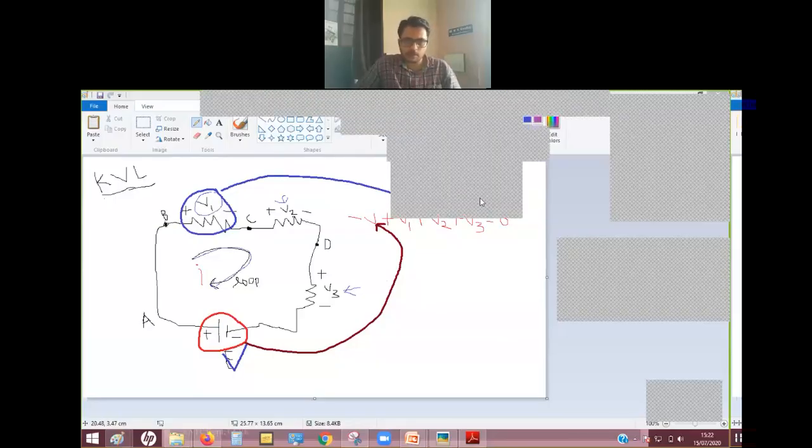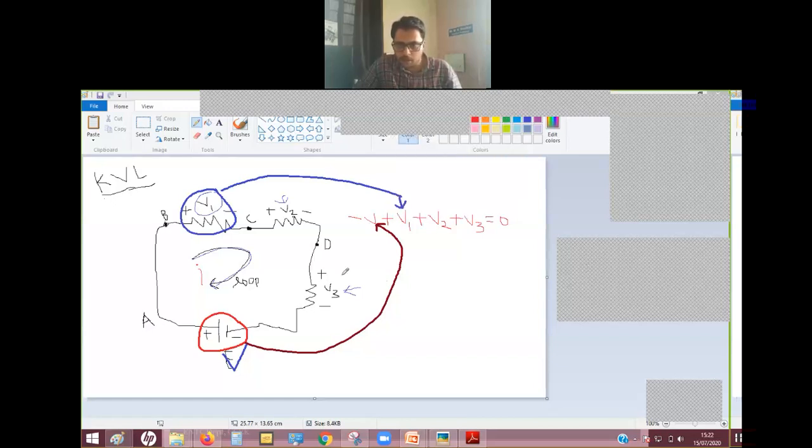Have you got this equation? Please confirm in chat box. And if you have got this equation, then you have understood the KVL equation in short. Okay, are you getting this? Yes. Yes, correct.